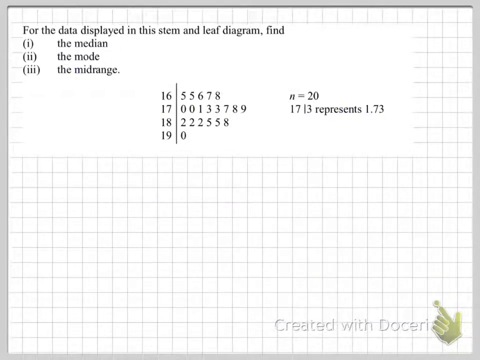Let's look at an example. Here's a stem and leaf diagram, n equals 20, and we've got to calculate the median, the mode, and the mid-range.